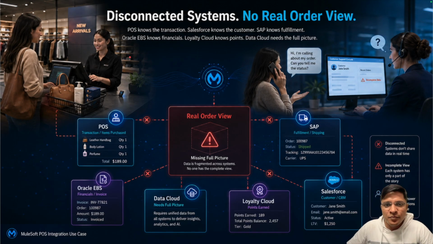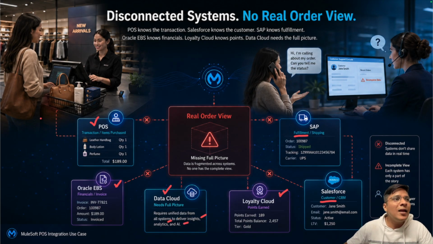Hey everyone, welcome back. In this video, we're going to discuss one more important use case from the retail industry, where we'll look into how to integrate this POS sales order across the core systems of the retail domain. SAP requires the data for fulfillment, the Salesforce CRM requires the data for customer 360, the Oracle EBS ERP requires the data for financial and invoicing, and the loyalty cloud program requires the data for tracking the loyalty points earned and the rewards. Finally, Data Cloud requires the unified data from all the systems to deliver insights, analytics, and personalization.